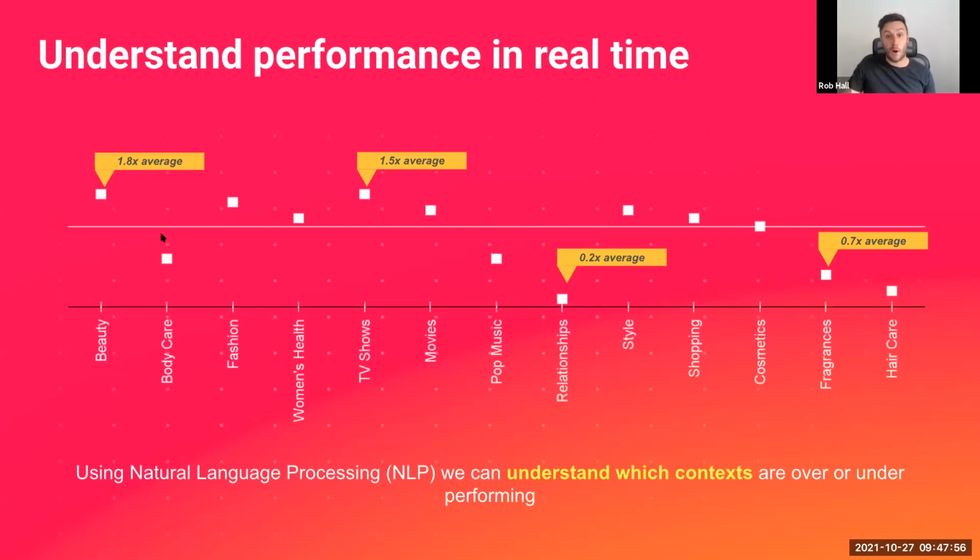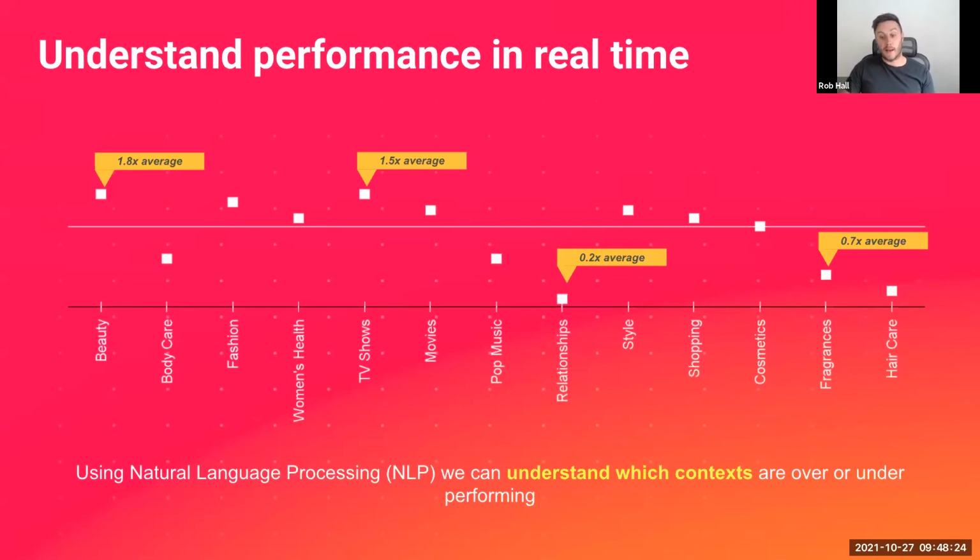And then you're able to overlay the attention time that the ad is getting in those environments and start to see some really interesting stuff like, okay, my ad is over-indexing in beauty TV shows, but it is under-indexing in relationships and fragrances. So that's a fascinating insight that, of course, has profound implications beyond the campaign you're running. It's stuff that you can use very broadly.